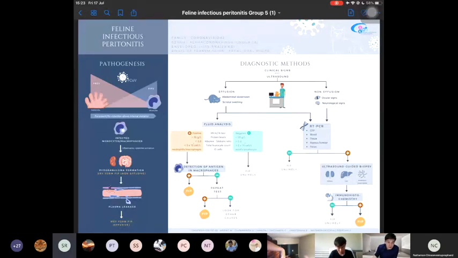For the Rivalta test, if it's positive, it's not specific, but it confirms that there is a high protein concentration in the fluid. And for the albumin globulin ratio, if it is more than 0.8, it is less likely to be FIP. But when it is less than or equal to 0.8, it tends to be FIP. And if it is less than or equal to 0.4, it is very likely to be FIP.